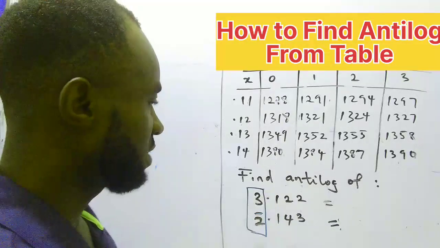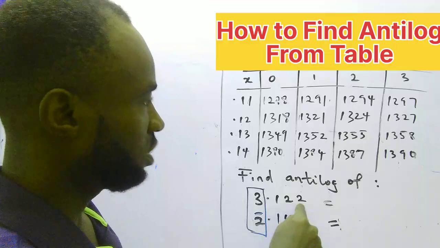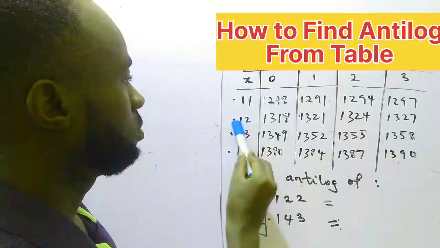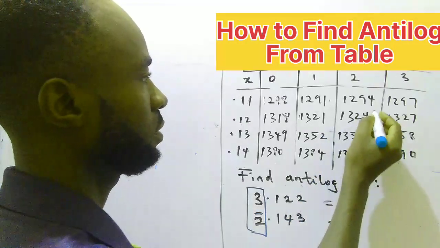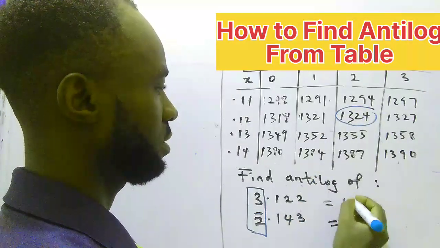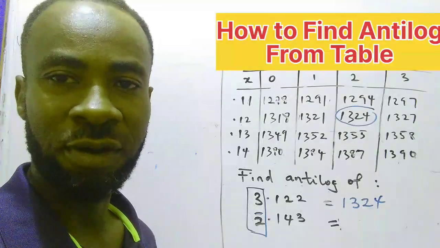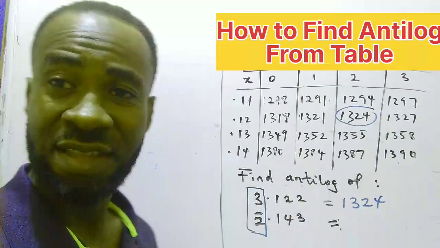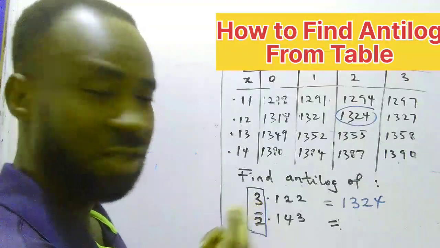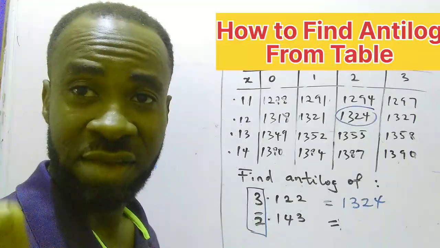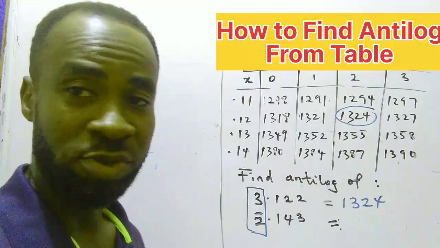So let's go. I'm going to look for the antilog of 0.12 under 2. 12 under 2. That's this one now, that's 1, 3, 2, 4. So it has given me that figure. Now, after that, the next thing to do is to make use of the characteristics. The characteristics will help you to position the point properly where it's supposed to be.